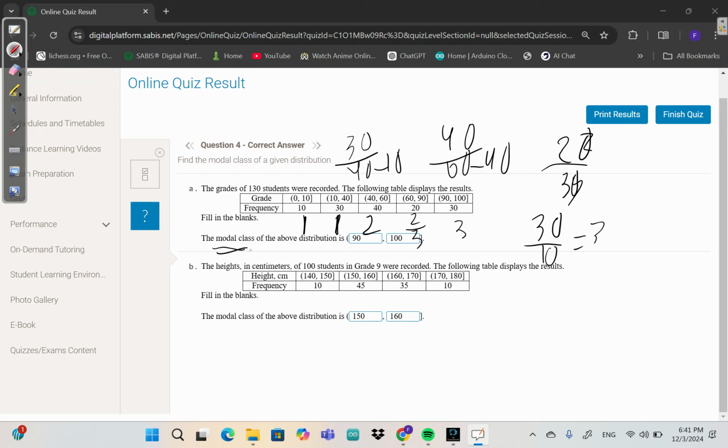So our modal class is basically the one that's repeated the most, which is going to be our highest number here, which is 3. So our modal class is 90 to 100, which is what we got as the highest number here, which is 3. Okay.